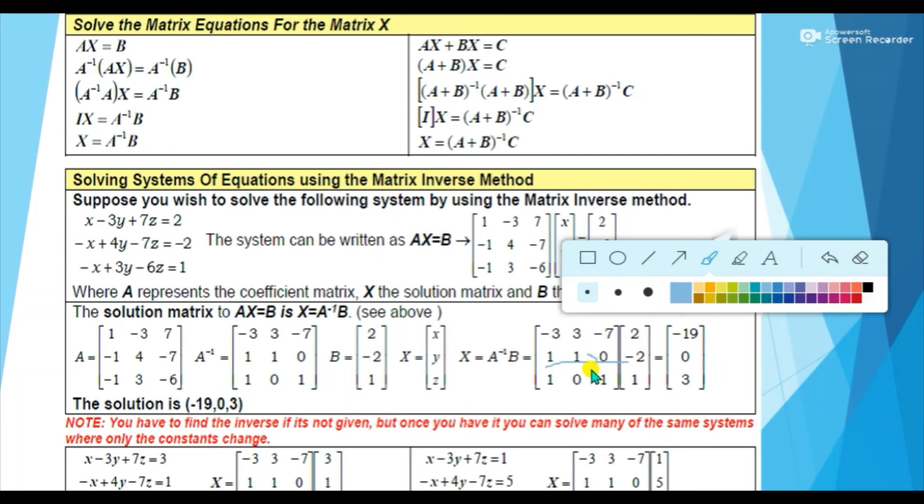In a similar way, this row with this column. Drawing these arrows makes it easy to remind ourselves how to do it. So 1 into 2 is 2, and 1 into minus 2 is minus 2. Adding both gives 0, and 0 into 1 is again 0. So this is a 0 over here. This is how we multiply. In a similar manner, we multiply the last row with this column, and we get the answer to be 3. So this is the way we solve for our matrix X.